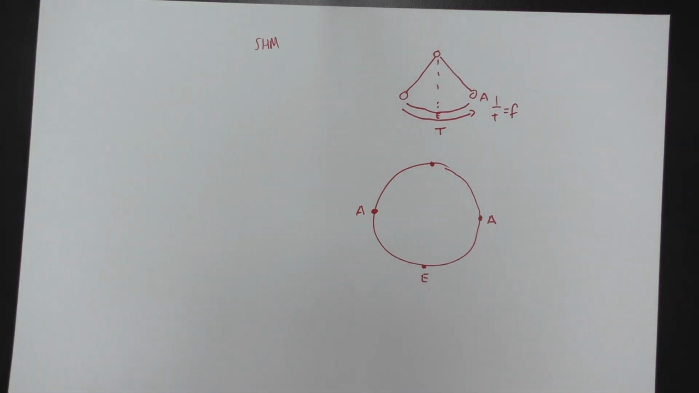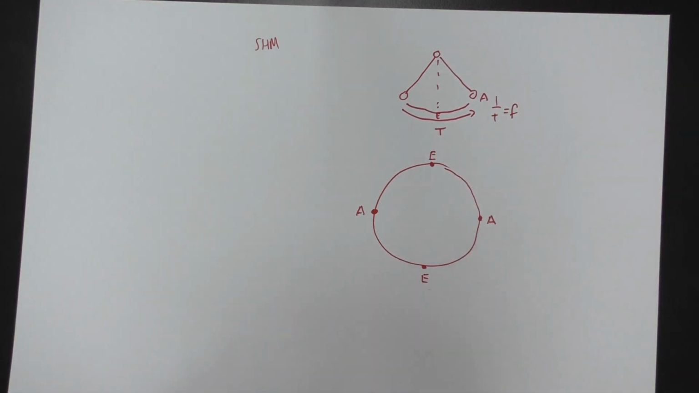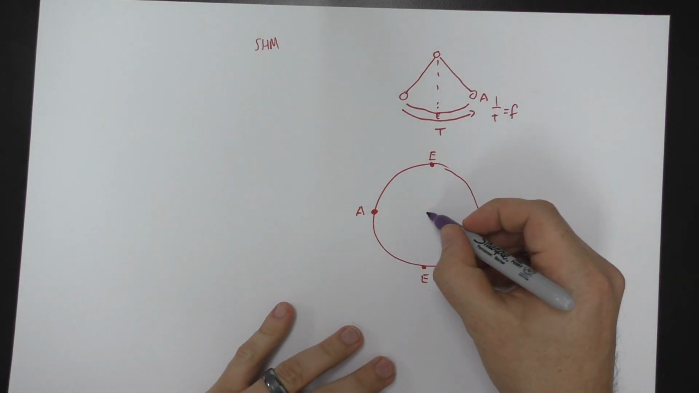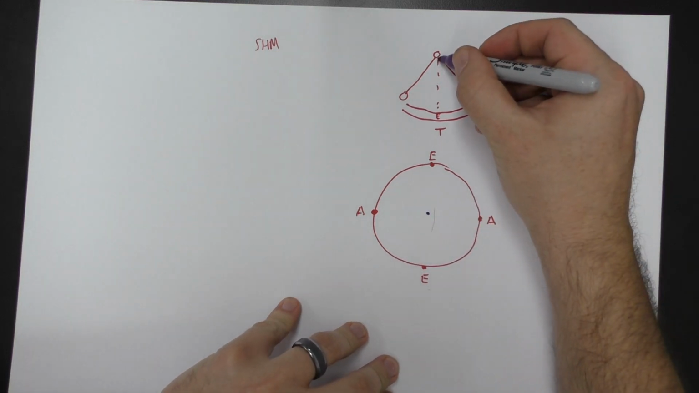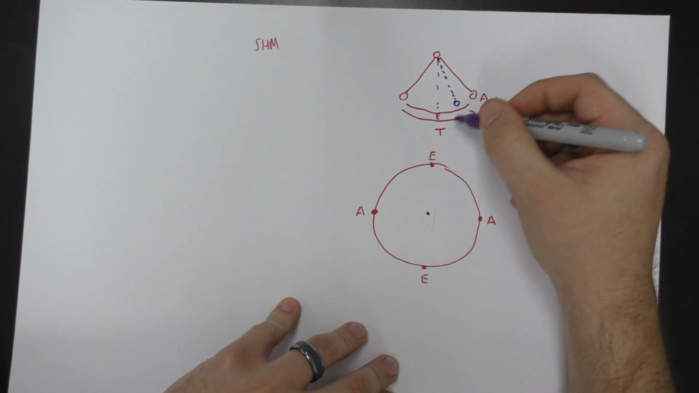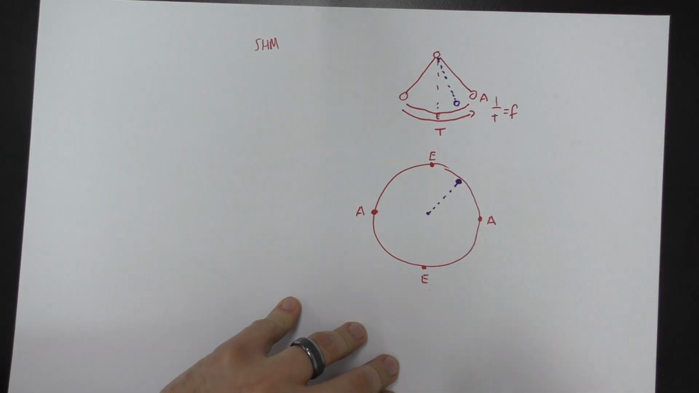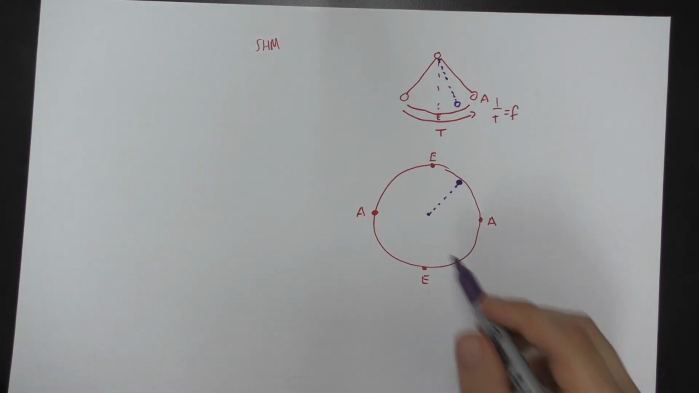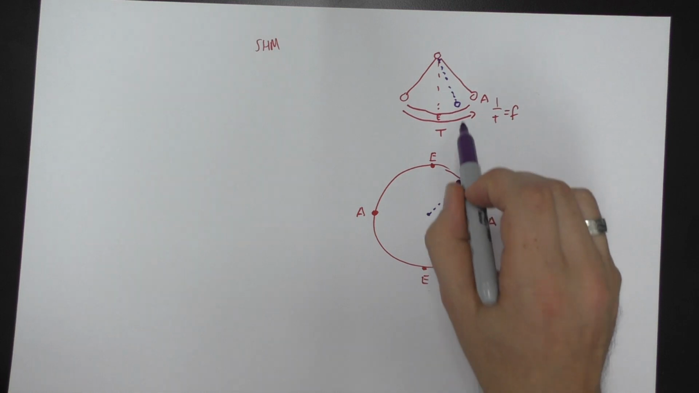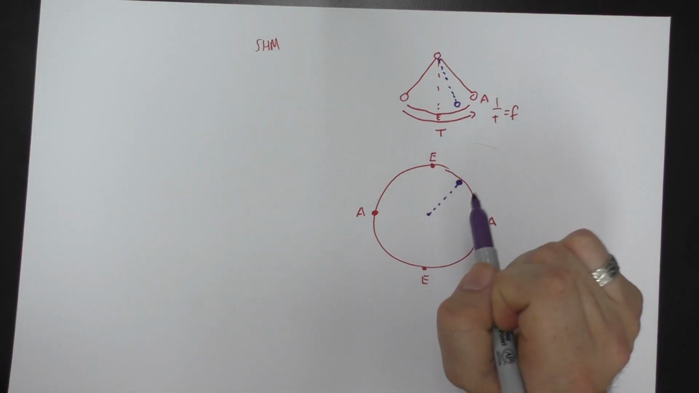So for all intents and purposes, we can say that circular motion and simple harmonic motion can be well related to each other. A position on this pendulum, say for example here, could be related to a position here on a circle. And so we can use the circular idea to derive an equation to let us know what this position is.